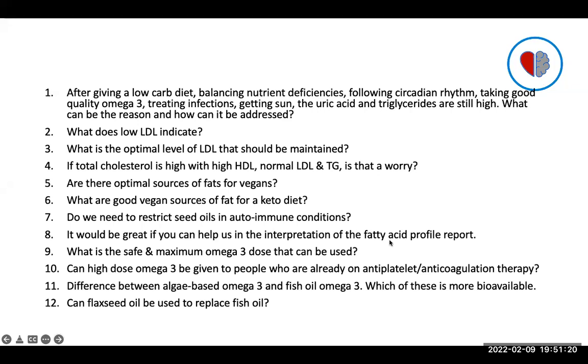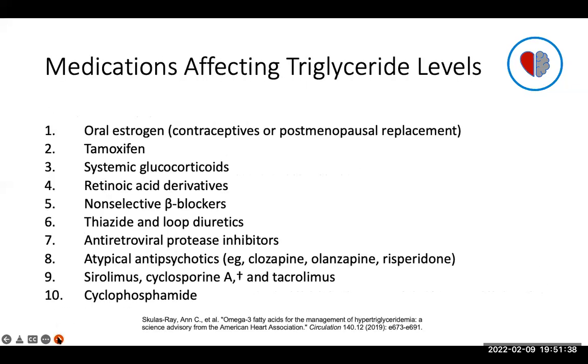Interpretation of the fatty acid profile report: I usually go by the recommendations the company comes up with. There is nothing else. If you read that report well in detail and spend some time on it, you will understand. The next few questions were about omega-3. So that is where I'm going.